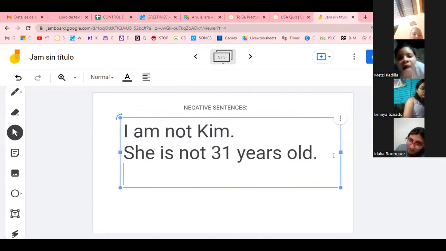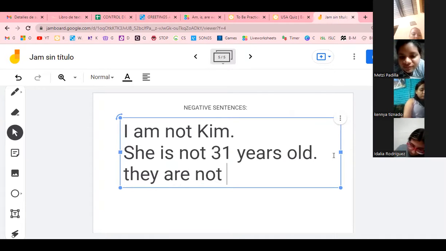Vamos a ver. They. Mitzi, I know you want to talk. Tell me, Mitzi, what is the negative for they? They are not. Ajá. Vamos a completarlo. Vamos a ver con una ocupación. A doctor. Yes, a doctor. Very good. They are not doctors. Very good.